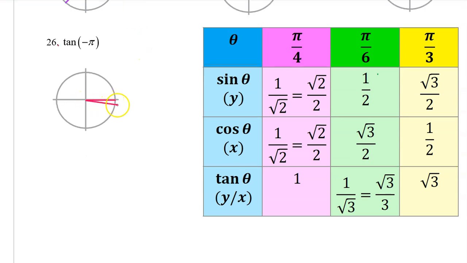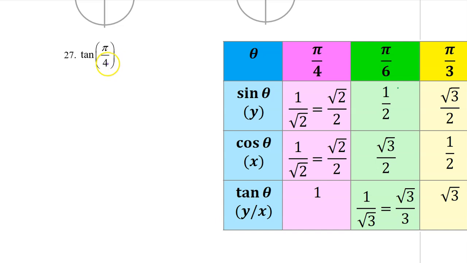When an angle is negative, it means rotate in the clockwise direction instead of the usual counterclockwise direction. So starting from 0, if we rotate this way, negative pi is halfway around and to here. All that matters is that the terminal side is horizontal, and a horizontal line has a slope of 0, so the tangent is 0. We have memorized that the tangent of pi over 4 is 1.